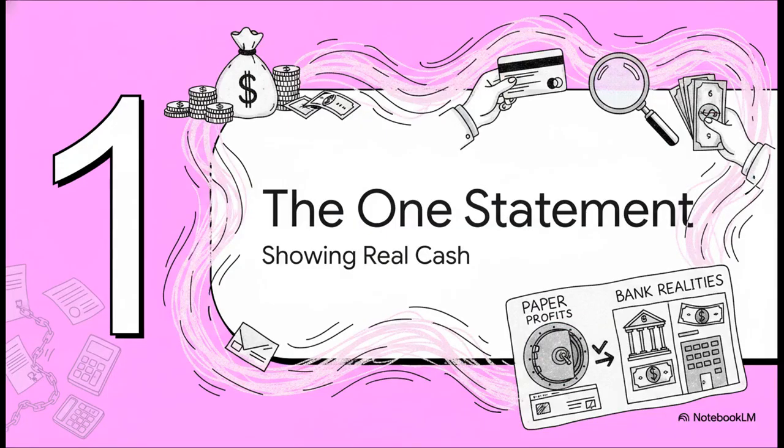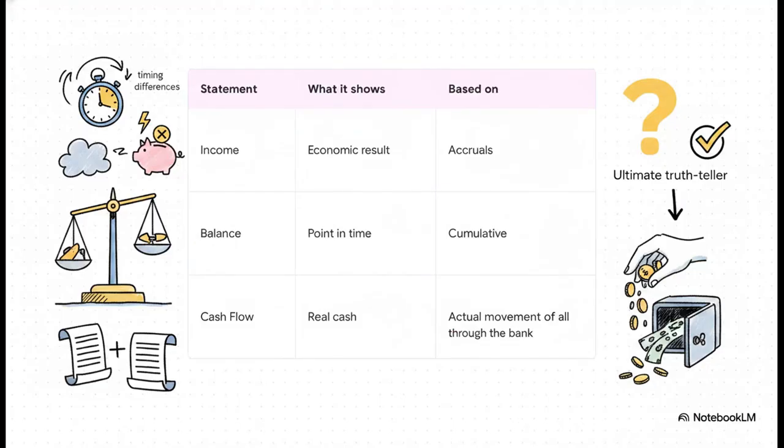Which brings us to section 1, the one statement that shows real cash. To understand a company's true survivability, we literally have to look past the paper profits and focus squarely on the hard realities of the bank account. When you look at your core financial documents side by side, the difference is actually pretty striking. The income statement shows your revenue and expenses based on accrual accounting, meaning it's full of non-cash items and timing differences. The balance sheet, that's simply a cumulative snapshot in time of your assets and liabilities. But the cash flow statement, that is the ultimate truth teller. It shows the real cash that actually moved in and out of the bank.